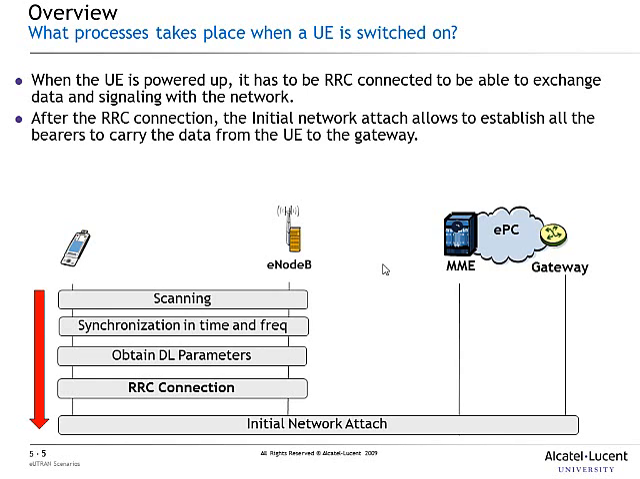So you can see the first four processes: scanning, synchronization, obtaining downlink parameters, RRC connection. All of these processes take place between the UE and the eNodeB. However, the last process, the initial network attach, that process takes place between the UE and the gateway.